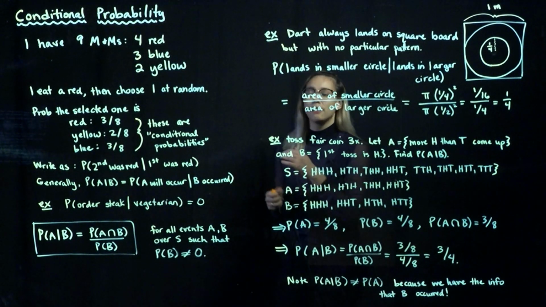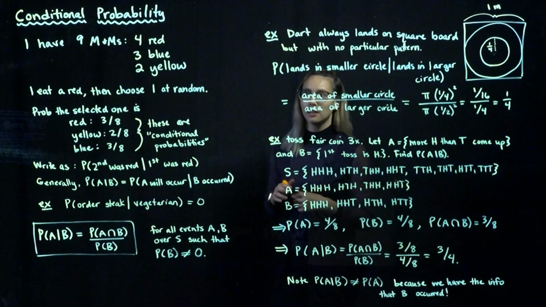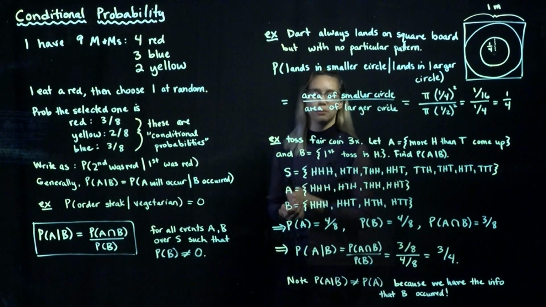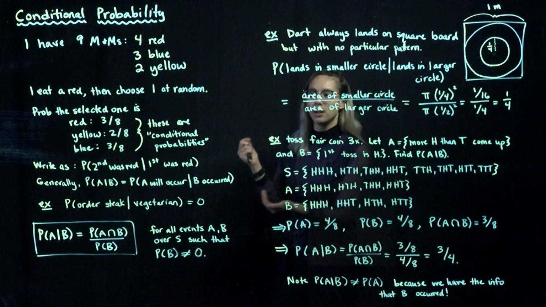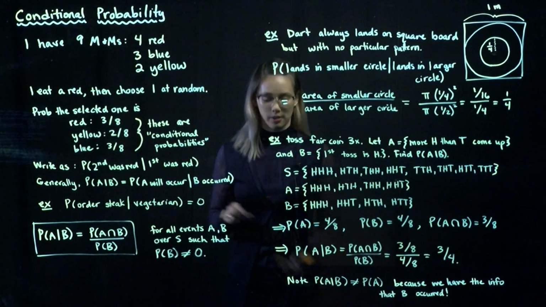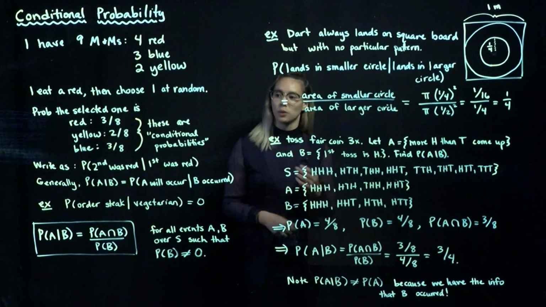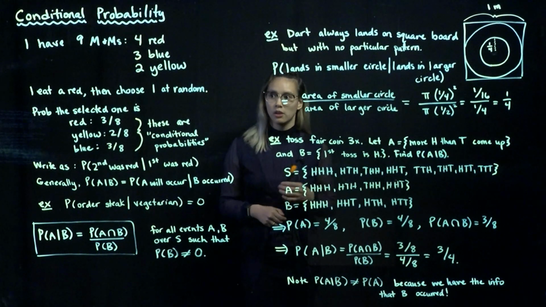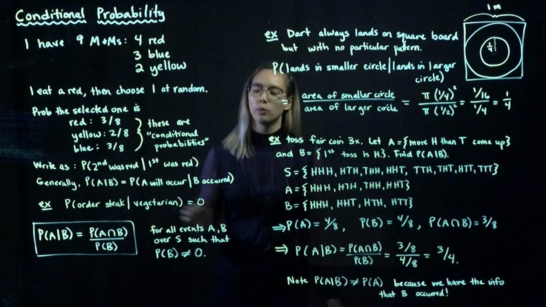So if I have eaten one red one, then we obviously know that I have 8 M&Ms left in my hand, and that means 3 are red, 3 are blue, and 2 are yellow. So the probability that if I now go to my 8 M&Ms, pick one out, the probability that one is red is 3/8. The probability that the selected one is yellow is 2/8, and the probability that the selected one is blue is 3/8.